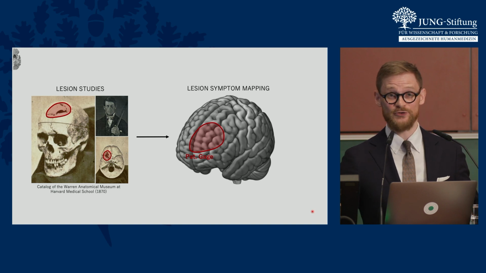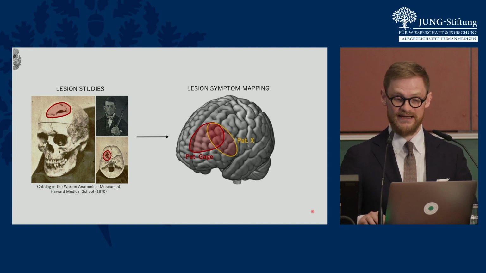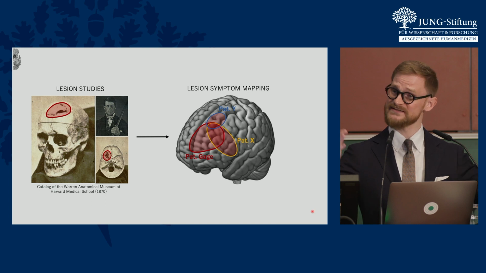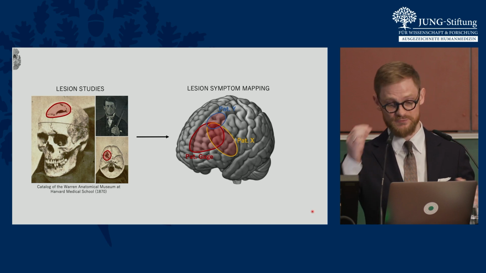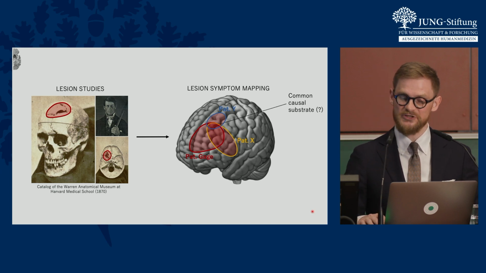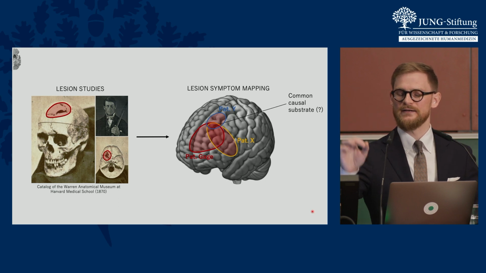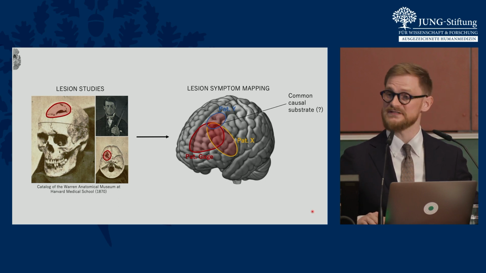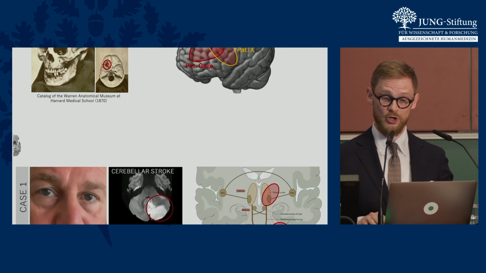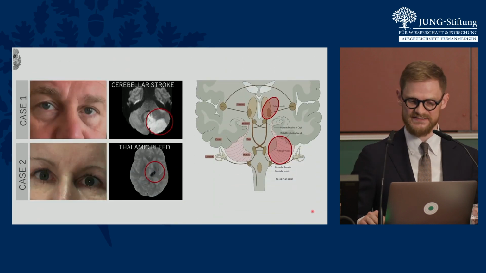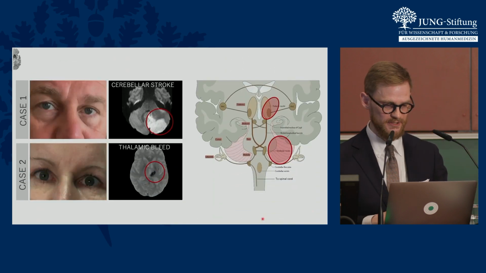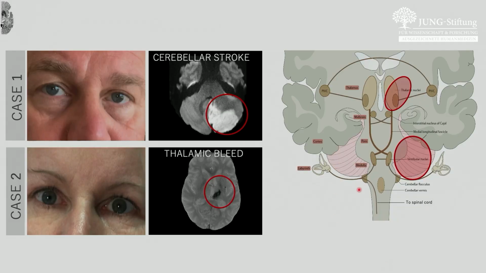And today we have neuroimaging. So that means we can map several lesions from several patients with the same problem. And we can look for the spot that is the common denominator of all these lesions. And we think of that as the common causal substrate of the function we're investigating. So let's see how it holds up in our example, coming back to our patients. So one patient had a lesion down here in the cerebellum, the other one up here in the thalamus. Well, that didn't prove the point.